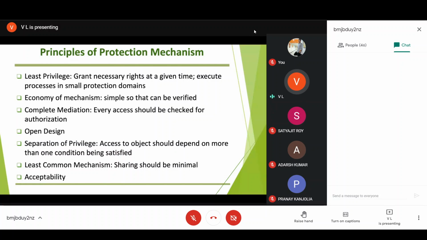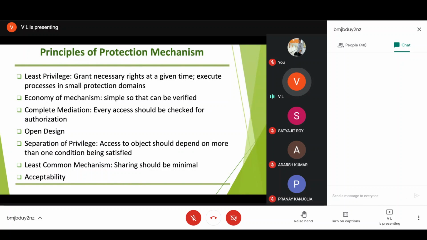Complicated, because if it's a complicated mechanism, then the implementation of this may also have bugs and it could create problems. So it should be a simple implementation so that it is verifiable. And every access to any resource should be checked for authorization. But in reality, this could create problems because it could slow down the system. So most systems may check the authorization only when the privilege levels need to be escalated. But then this could lead to security challenges.